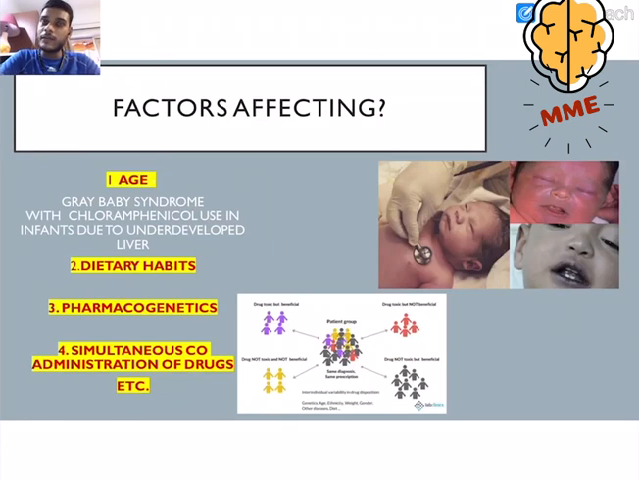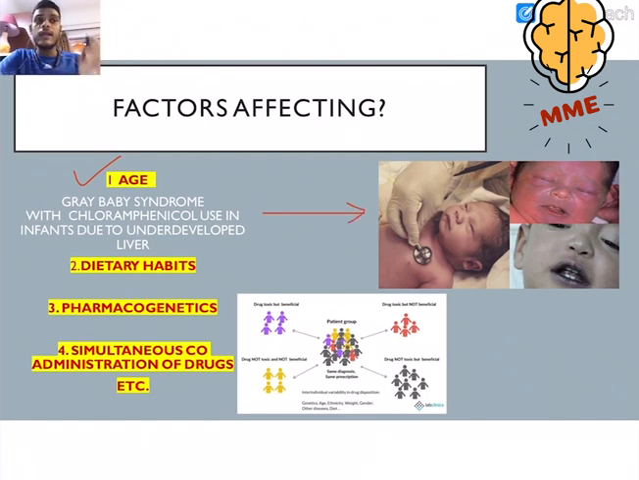Now, what are the factors affecting biotransformation? Obviously, we have age as a very important factor, because if you administer drugs in patients of the pediatric age group who do not have a very well developed liver, it will result in something we call gray baby syndrome.